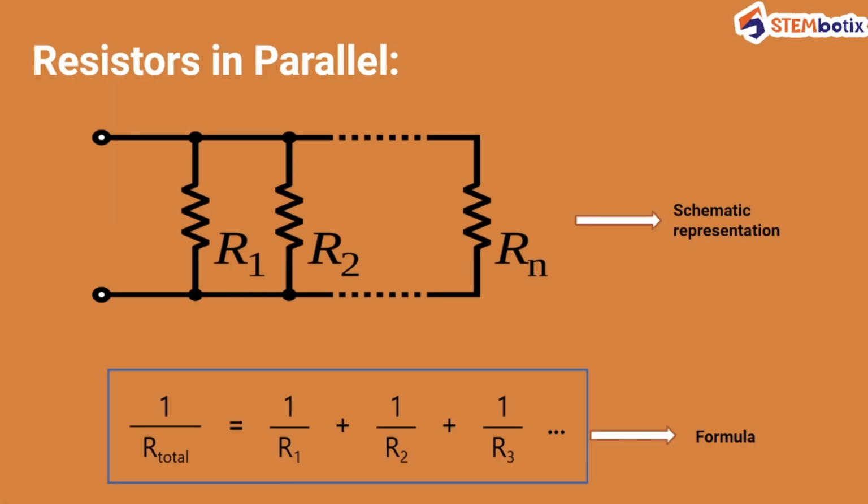Now, resistors in parallel. This is how a parallel connection is made, meaning it has more than one common node. See, R1, R2 and Rn share more than one common node. One is over here and the other one is over here. This is the schematic representation. And the formula for the parallel connection is 1 divided by R total equals 1 by R1 plus 1 by R2 plus 1 by R3 up to 1 by Rn.